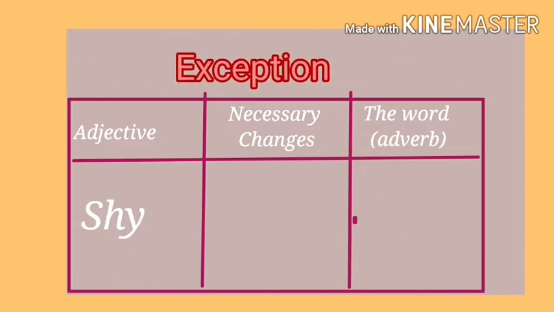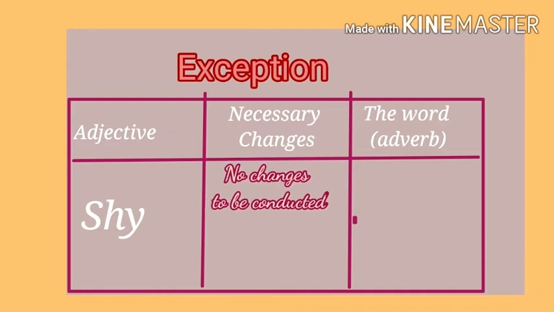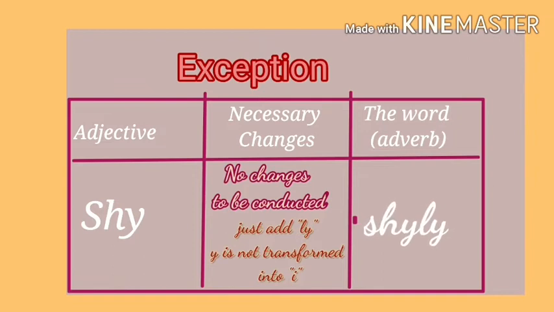But we have an exception, which is the word shy. Shy, we don't need any changes to build the adverb from that word. We just add the suffix ly and we get the adverb shyly. Shyly. Okay?